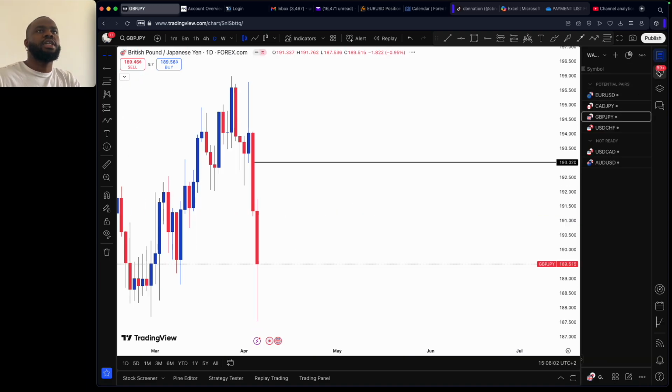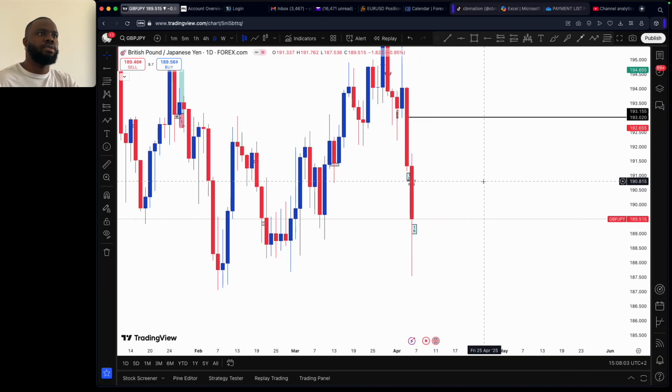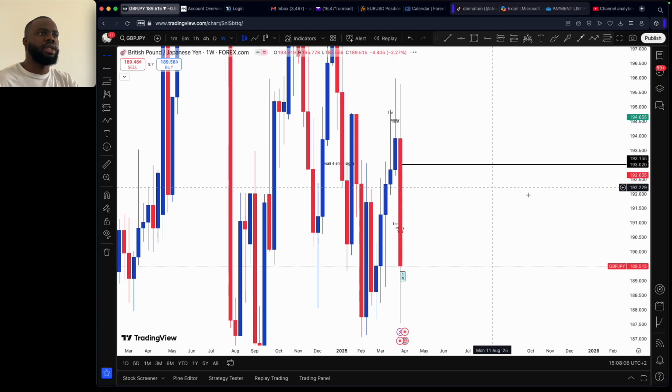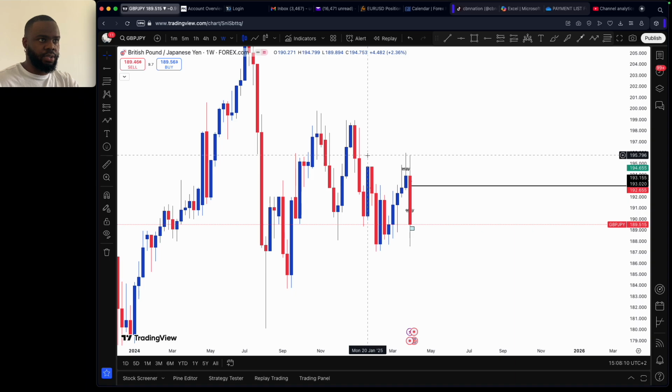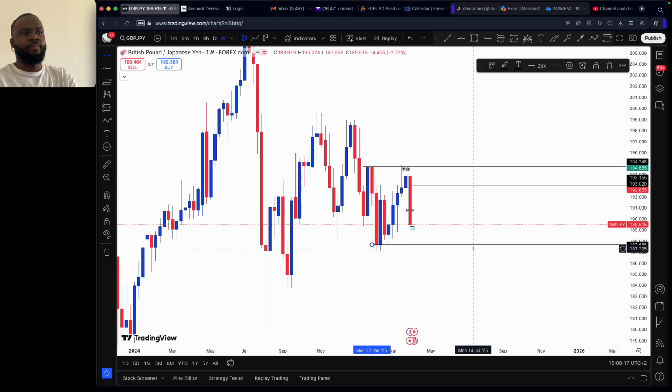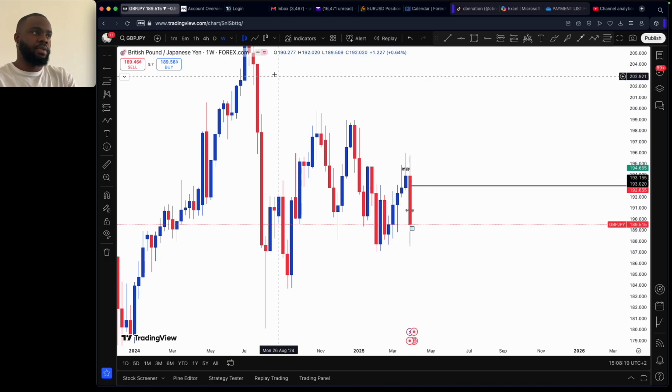So we have GBP JPY. On the weekly time frame, GBP JPY is bearish because we have the last high here and we have the low here. So the weekly time frame is bearish.